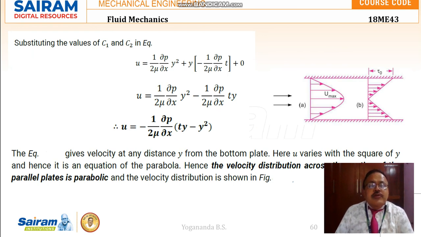Substituting C1 and C2 in the velocity equation, we get the equation of velocity at any distance y from the bottom plate. Here u varies with the square of y, so u is proportional to y square. It is an equation of a parabola. So we say that the velocity distribution across the section of parallel plates is parabolic. The velocity distribution is shown in the figure.